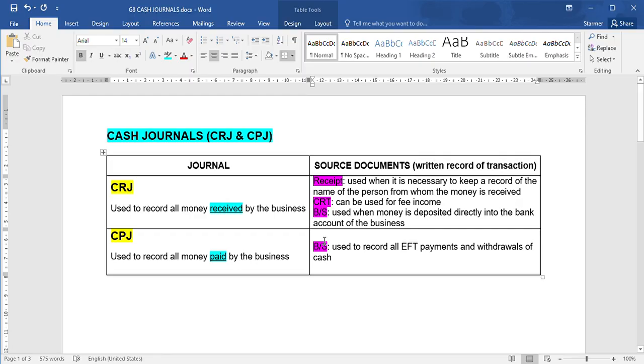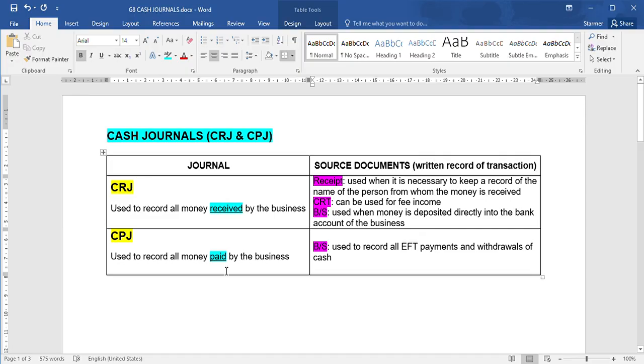Today the topic is going to be your cash journals, which is your CRJ, your cash receipts journal. That's used to record all money received by the business, as the name suggests, and the CPJ, which is your cash payments journal, and that's going to be used to record all money paid by the business.